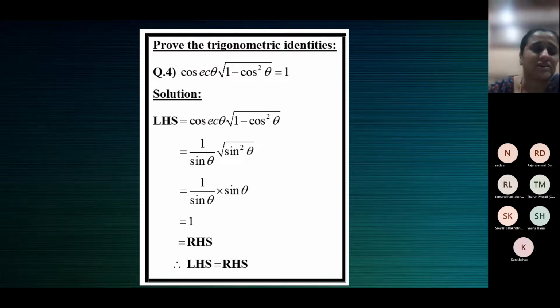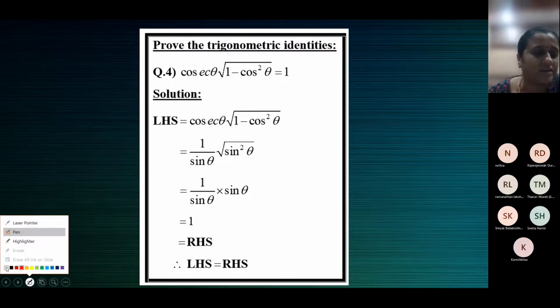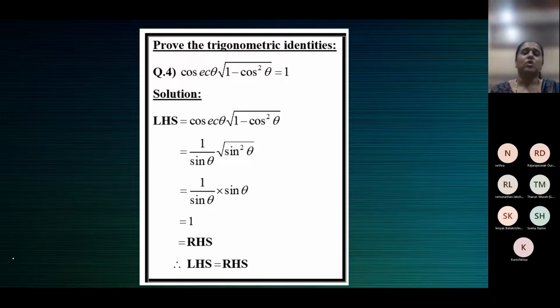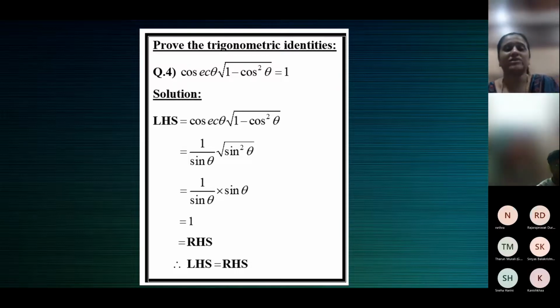Whenever we have to prove identities, we write everything in terms of sine and cos, if possible. Now, what is cosecant theta? Cosecant theta is 1 by sine theta. So that's what you see here, 1 by sine theta. Cosecant theta is equal to 1 by sine theta.